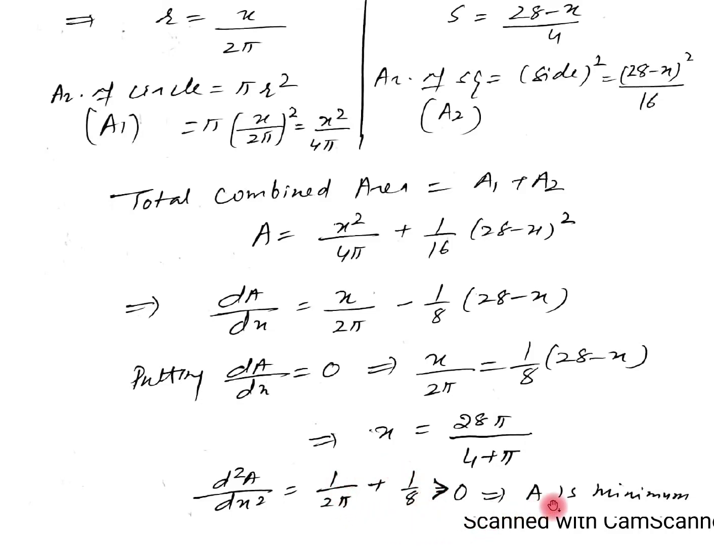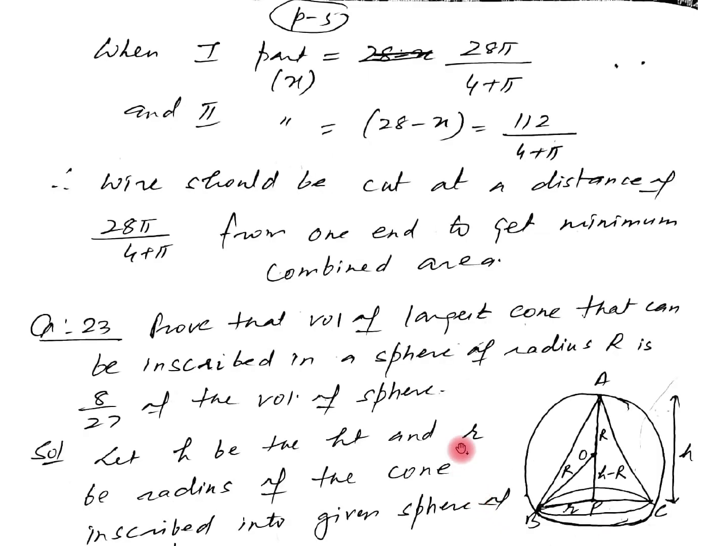Therefore area is minimum when the first part is 28 pi upon 4 plus pi, and the second part is 28 minus x. Putting the value of x, we are getting the value of the second part. Now we can express our answer like this: the wire should be cut at a distance of this from one end to get minimum combined area. Always in the case of a word problem, we have to express our answer in terms of what is given in the question.